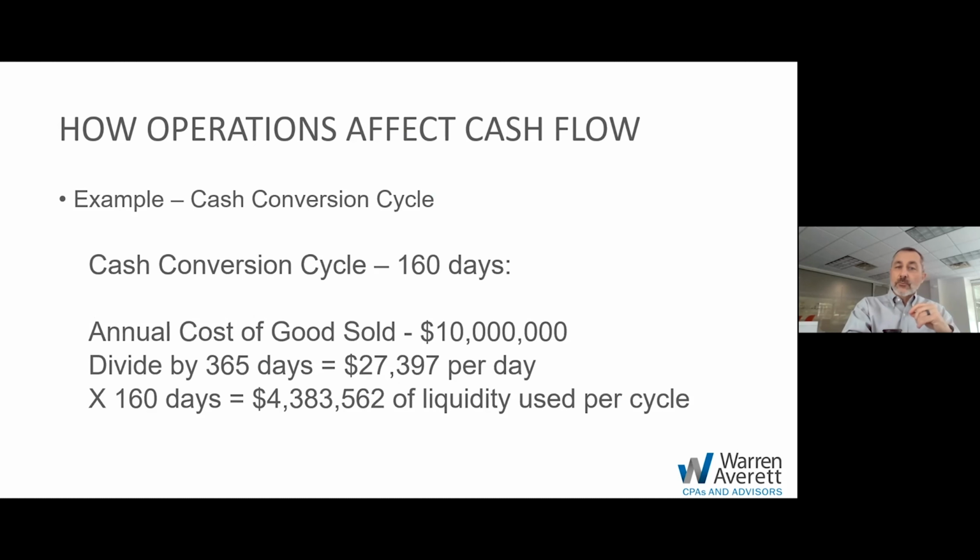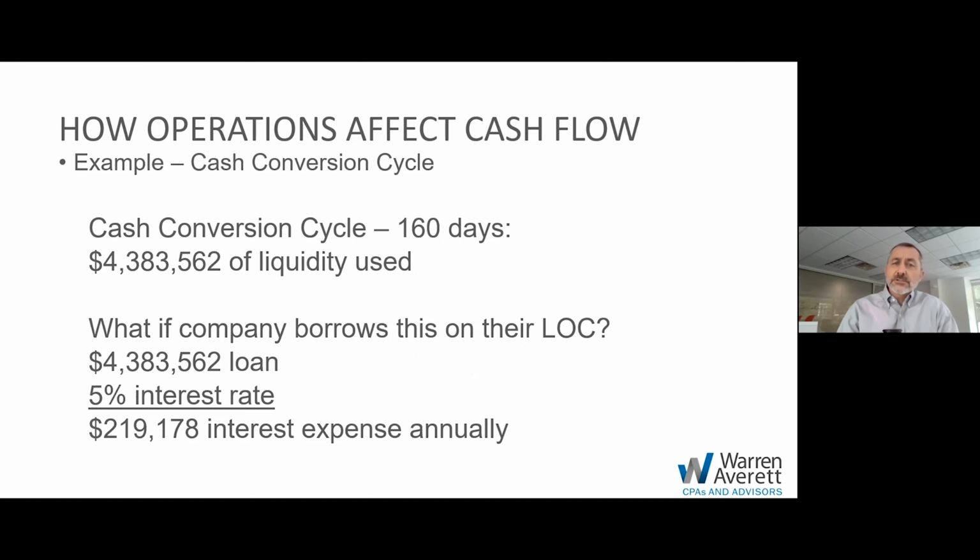Let's work through the same example we did just a minute ago, and we have an annual cost of goods sold of $10 million. And that gives us, in this case, at 160 days, $4.383 million of liquidity or cash used as we cycle through the year. What's the cost of that? Well, let's use the same 5% on our line of credit that we used a minute ago, and we come up with $219,000 of interest expense in order to quantify the cost of this cash conversion cycle at 160 days versus the other example we looked at a minute ago, which was, I believe, 90 days.